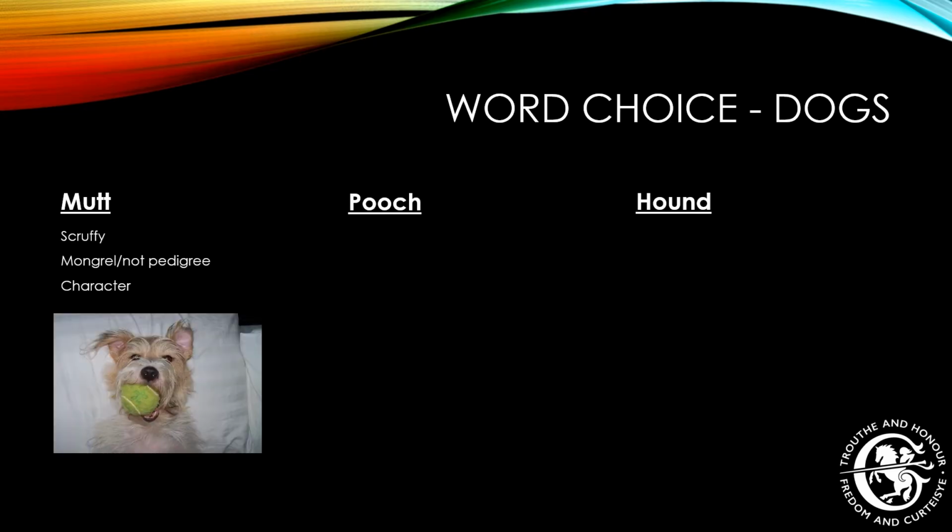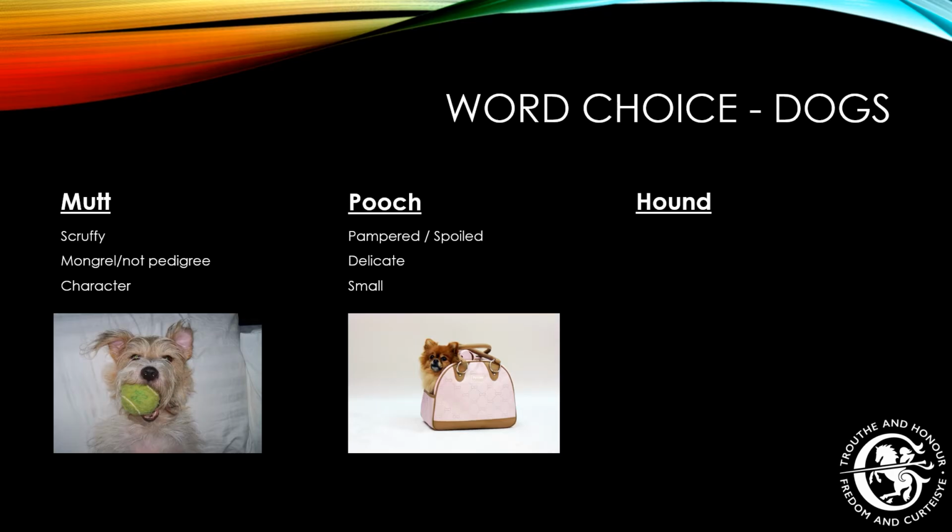So you might think the dog might be scruffy. It's certainly a word you would use to describe a dog that was a mongrel or wasn't a pedigree, wasn't a particular crossbreed, but rather was just a dog of indeterminate breed. And it also perhaps suggests something a little bit more affectionate. It suggests that maybe it's a dog with character. Now, pooch, on the other hand, very different connotations. That might suggest a dog that has been pampered or spoiled by its owner. It's probably a small and delicate dog, the kind of little dog like in that picture you might carry around in your handbag. So certainly a very different type of dog from what we might expect from a mutt.